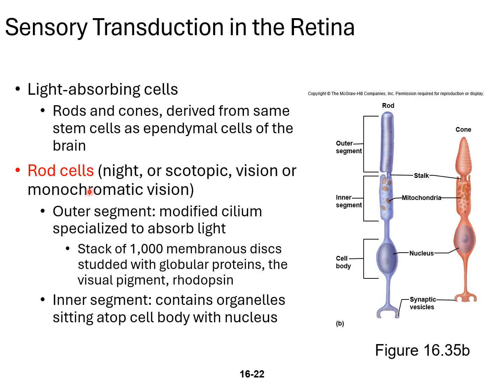Rod cells are mostly used in night, or scotopic, vision. It's monochromatic, usually purple to dark. So if you see a blue hue at night, you're picking up signals from rod cells. It's low light, and blue-purple is a very low wavelength. That's why it has that type of look.